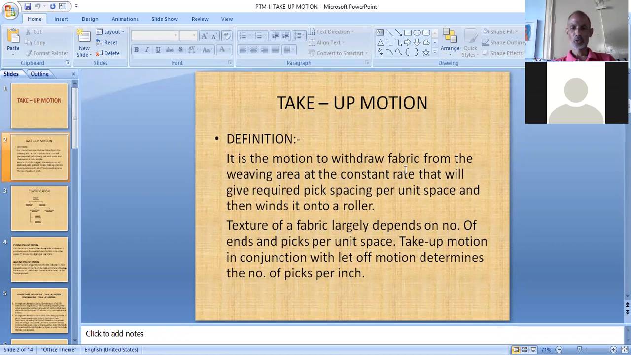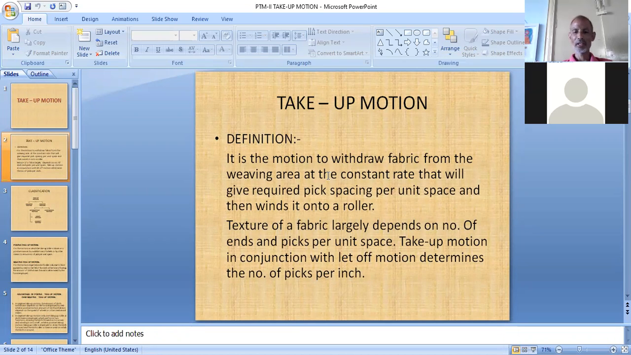It is a motion to withdraw fabric from the weaving area at the constant rate that will give required pick spacing per unit space, and then winds it onto a roller. So it can be defined as the motion which is responsible for withdrawing the fabric from the weaving area. Weaving area means where the interlacement is taking place. From that area, we have to continuously withdraw the fabric so that a new fabric can be formed continuously.